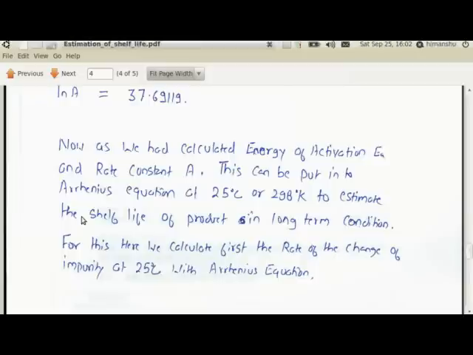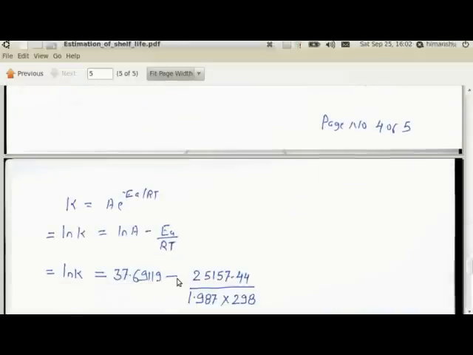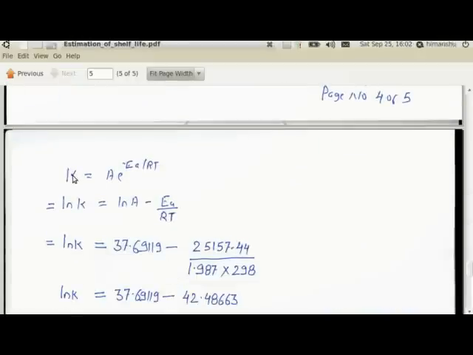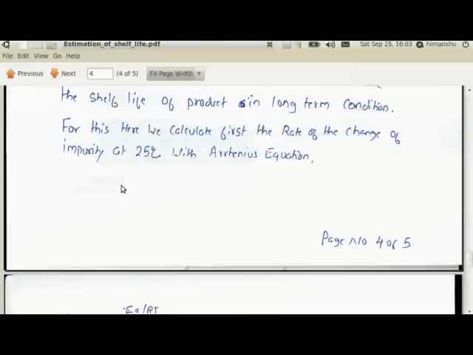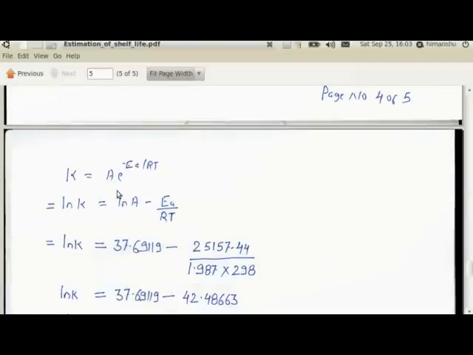Now as we have calculated the energy of activation and rate constant, these can be put into the Arrhenius equation at 25 degrees centigrade, that is at 298 Kelvin, to estimate the shelf life of the product in long term condition. For this, we first calculate the rate of the change of impurity at 25 degrees centigrade with the Arrhenius equation. We do not have data for the rate of the change of the impurity at 25 degrees centigrade, but we can calculate it with the data we have for 30 and 40 degrees centigrade.